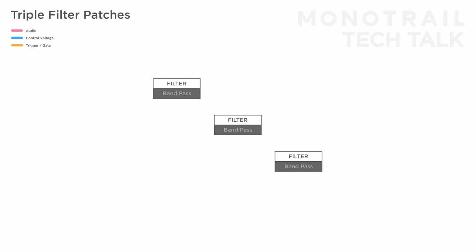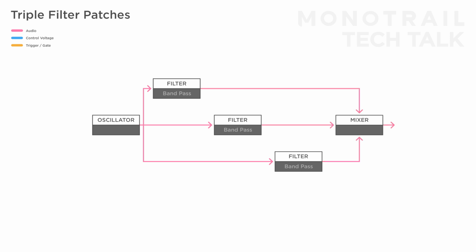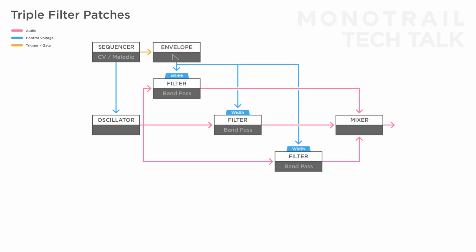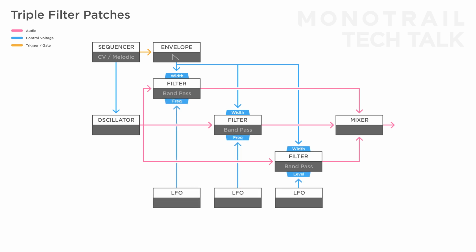Here is an example in a more melodic setup. A single oscillator is sent into all three filters and mixed together using the mix output. A sequencer is used to tune the oscillator and trigger a single plucky envelope that is modulating the bandwidth of all three filters. Finally, three independent, free-running LFOs are used. Two are modulating the frequency, one is modulating the level.